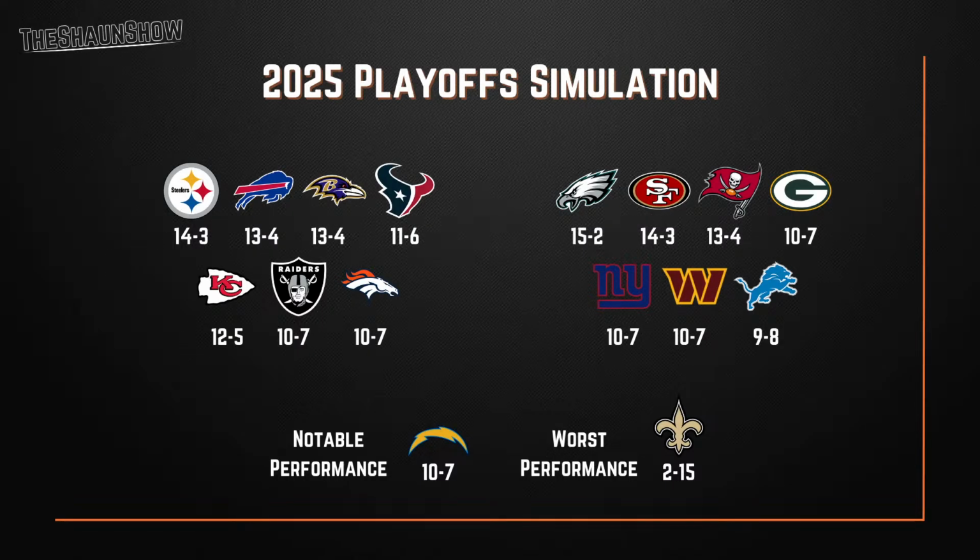Now moving over to the NFC side of things. Number 1 seed is going to be the Eagles, going 15-2. 15-2, that's right. Now again, this was made before the Christian McCaffrey news, and the simulation said that the 49ers will go 14-3. It also said that the Buccaneers will go 13-4 on a very strong campaign.